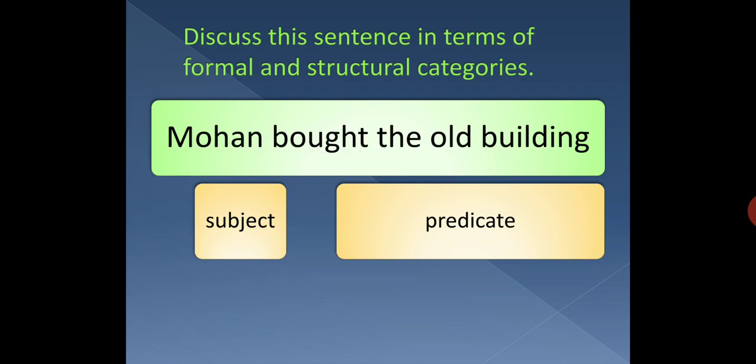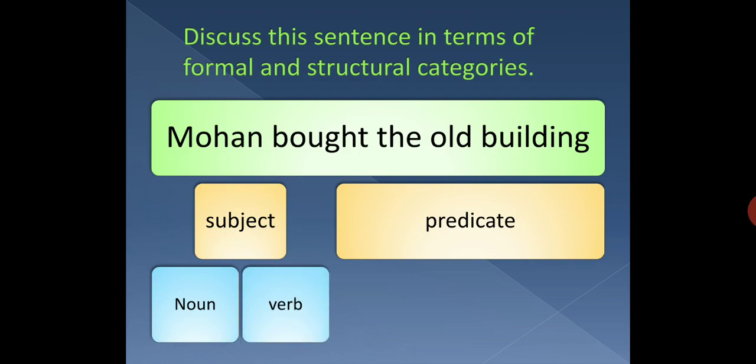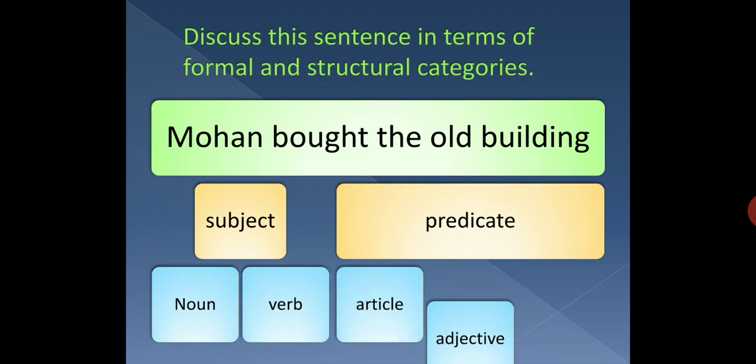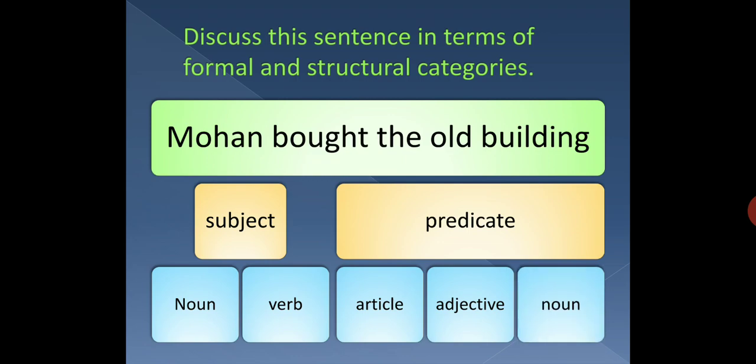Functional labeling can be subject and the predicate, or some of you must have written it as having a subject, verb, object function. And your formal labeling will show all the word classes or parts of speech that have gone into the patterning of this sentence. So Mohan bought the old building has got a formal labeling that looks like noun, verb, article, adjective, and a noun. I hope we all are familiar with the articles in English. We have a, an, and the, which serve as articles of English.